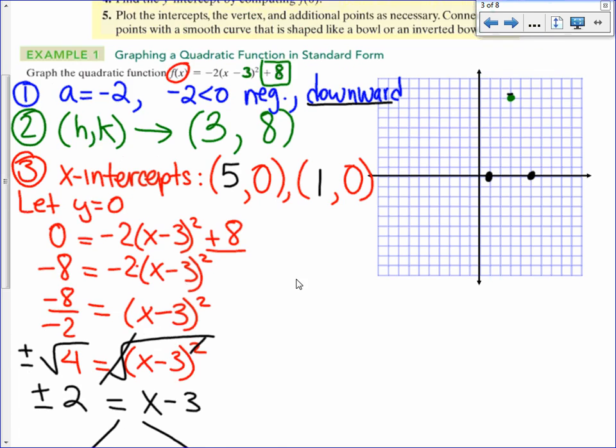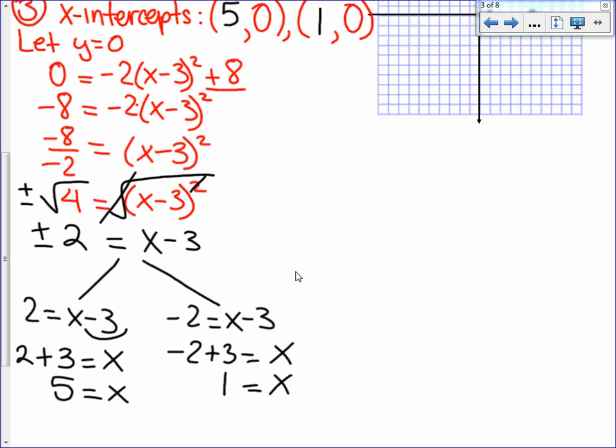So if the question was find the zeros, then we will just say x equals 5 and x is equal to 1. Okay, Chris? So find the zeros. Those will be the zeros. The intercepts will be points.